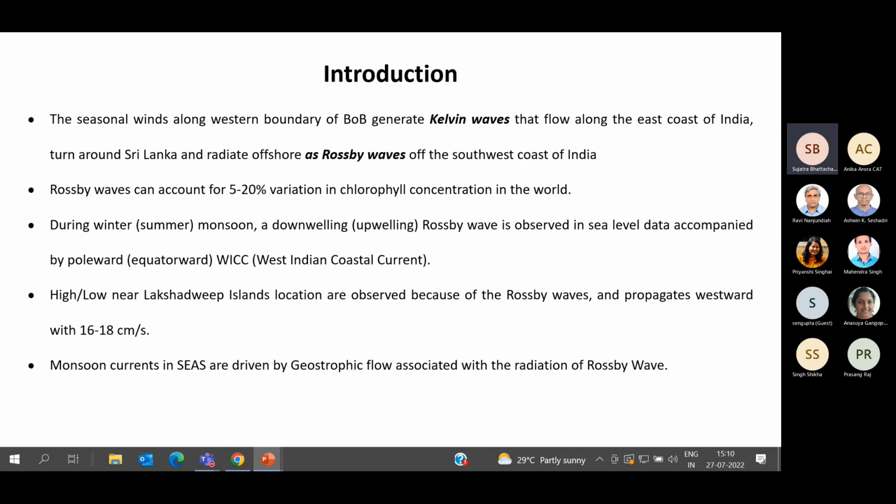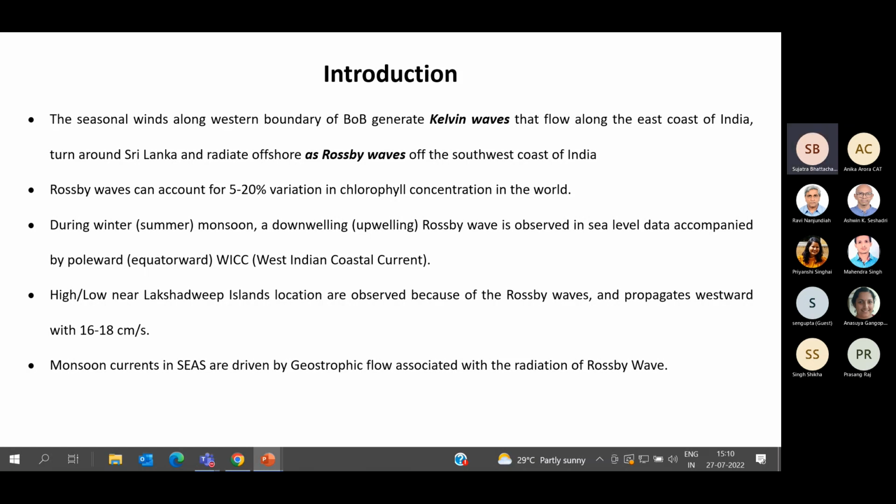The seasonal winds along the western boundary of the Bay of Bengal generate Kelvin waves which travel along the east coast of India, turning around Sri Lanka and radiate offshore as Rossby waves off the southwest coast of India. These Rossby waves can account for 5 to 20% of variation in chlorophyll concentration in the world.